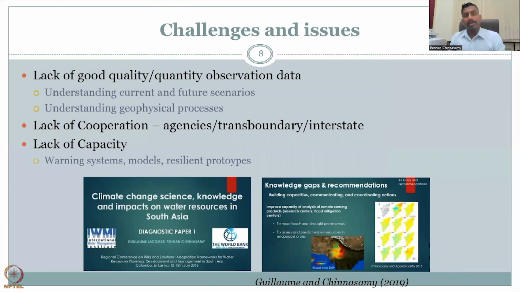So the challenges and issues are lack of good quality observation data. Understanding the current and future scenarios is always going to be challenging. If there's less data, then the physical processes or the drivers that accelerate these changes are very hard to understand. There's lack of cooperation between the agencies that collect data. So there are agency disputes in data, transboundary, interstate data, etc.